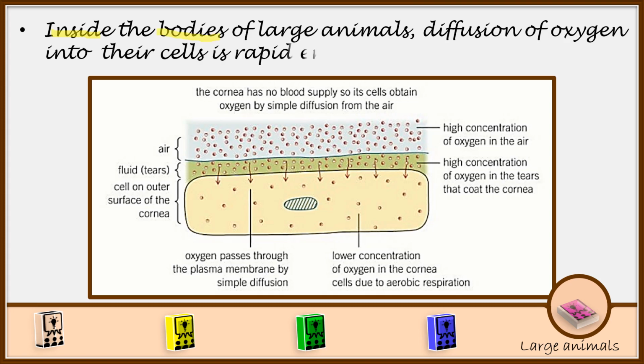Inside the bodies of large animals, diffusion of oxygen into the cell is rapid enough. So in large bodies, diffusion of oxygen into the cell is also rapid. That is, diffusion going into the cells of large animals is also very rapid.